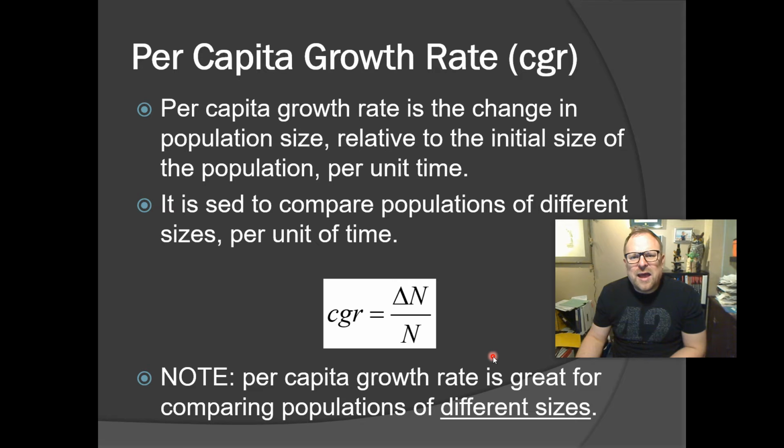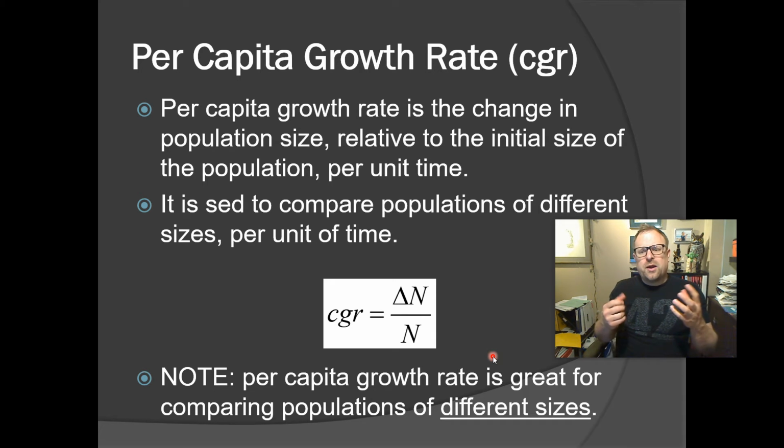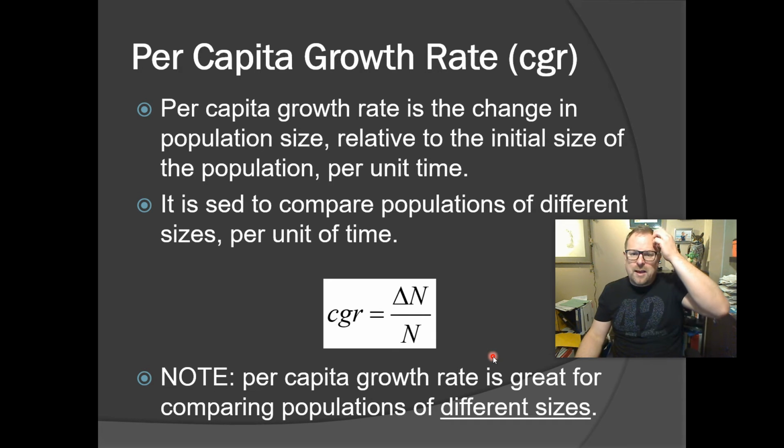It allows us to compare populations of different sizes. Here's an example of how you could do it. Maybe you've got a population that's really been struggling, and we've been working hard to make sure that it's growing and recovering. And we're going to compare it to the growth rate of a population that is doing really well in a really healthy ecosystem. We're going to compare those two by looking at per capita growth rates.